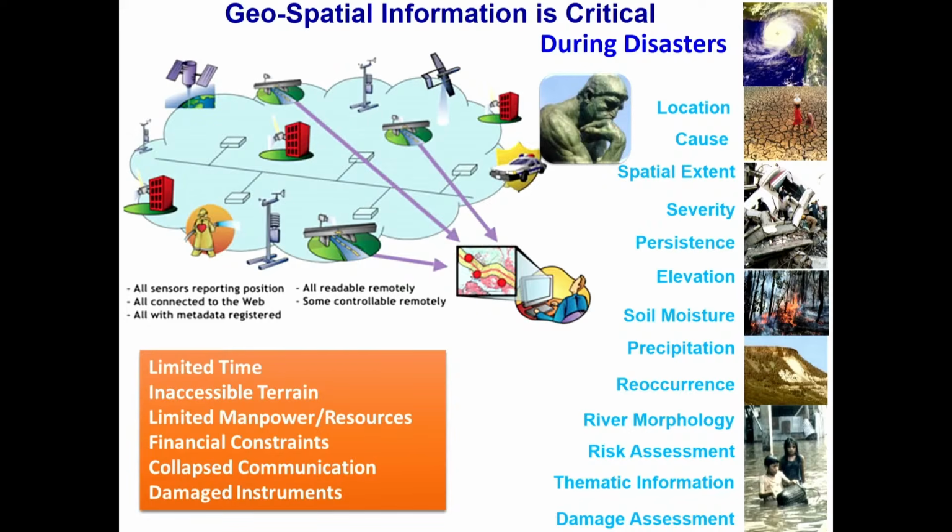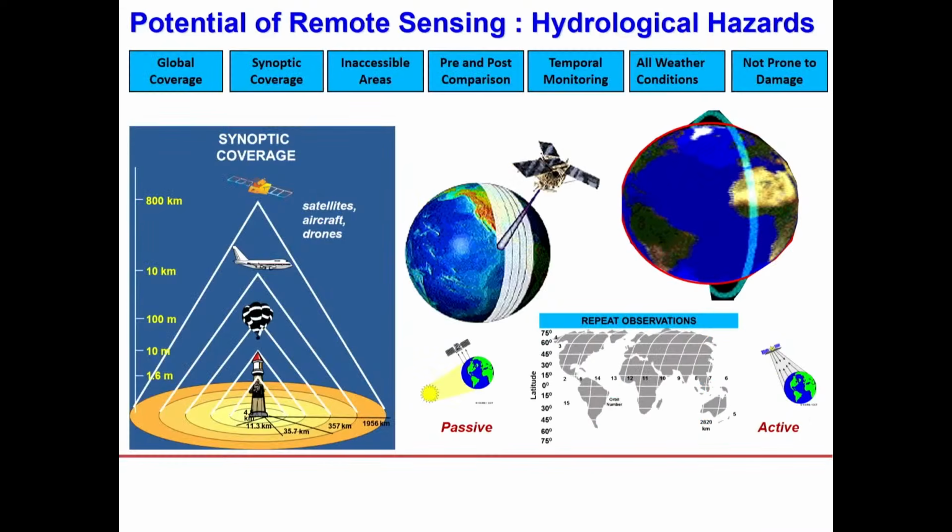So the information required is very large, in terms of our data sets, and also in terms of spatial extent, because these disasters have a regional footprint. The time is limited, the terrain can be inaccessible due to these hydrological hazards, you have limited resources, and there can be collapsed communication and damaged instruments. So under such a scenario, the role of remote sensing satellites becomes very important in the case of hydrological hazards, because they have a global coverage.